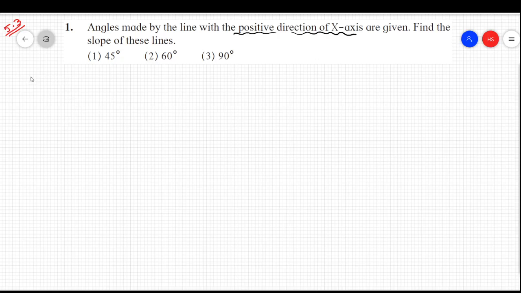So what was the formula for slope in terms of angle? It was tan theta. But when I say tan theta, what is the theta? Theta is the angle with the positive direction of x-axis. You can see that here. That is the theta here. So here theta is 45. It is given as 45.